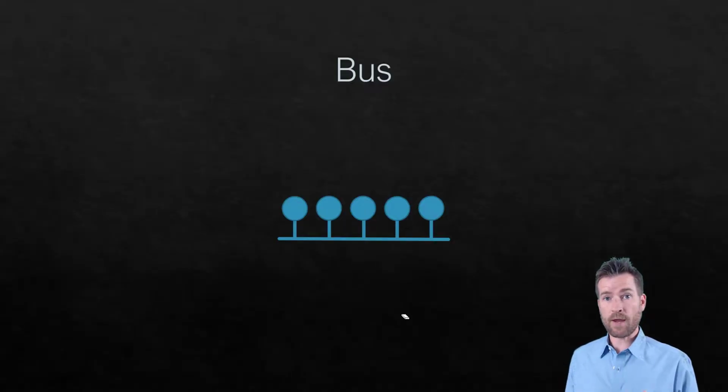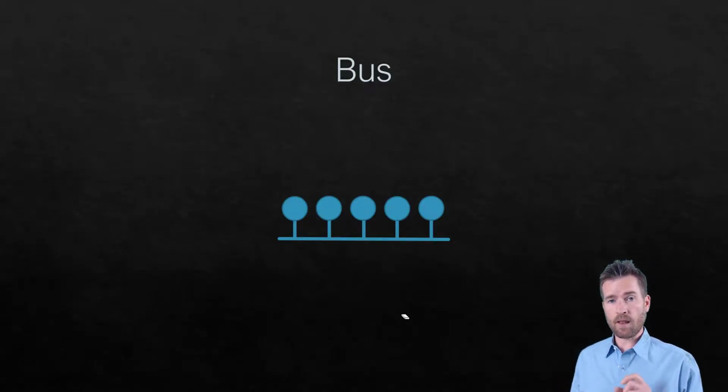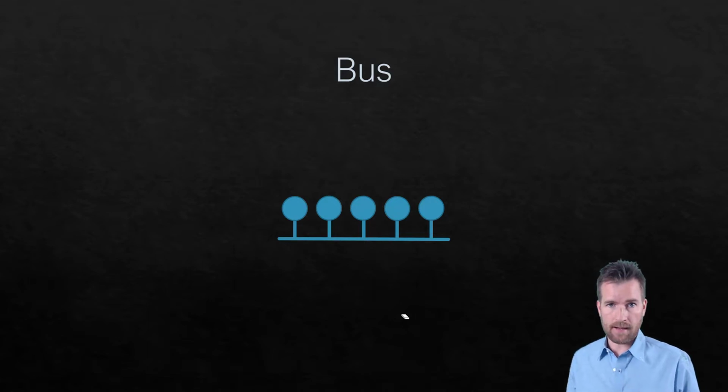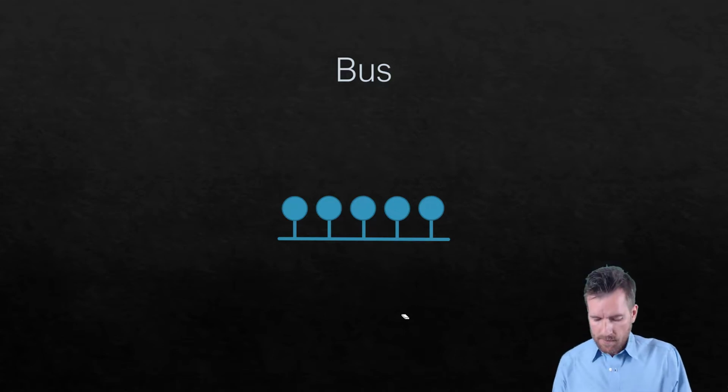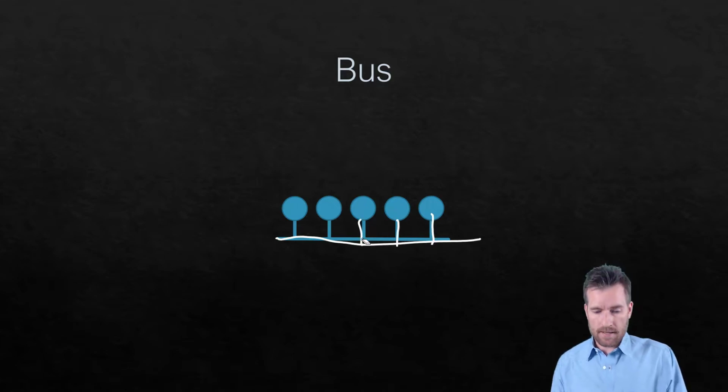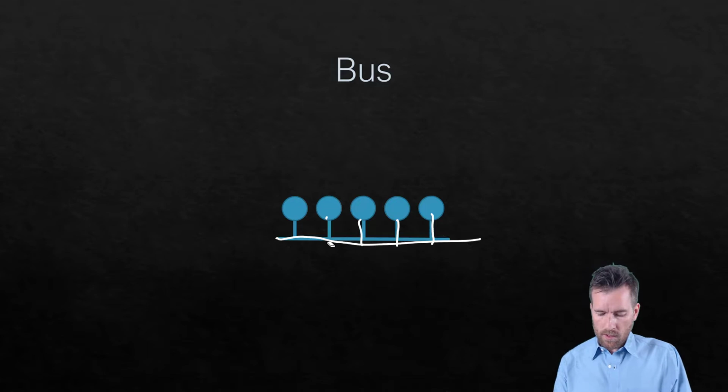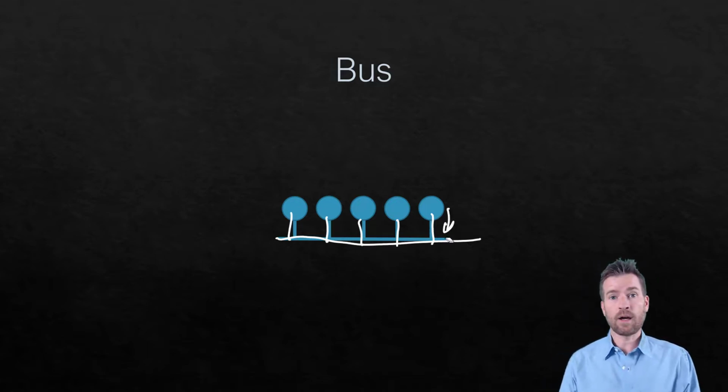So first up, we have a bus. A bus is one of the most simplistic ways of connecting different networking equipment. It's not always the ideal though. And this is the reason why: when you have a bus, you just have a bunch of devices connected to the same line and it's communicating across the same media. And so when you have it set up like this, when one device talks, everyone can hear.